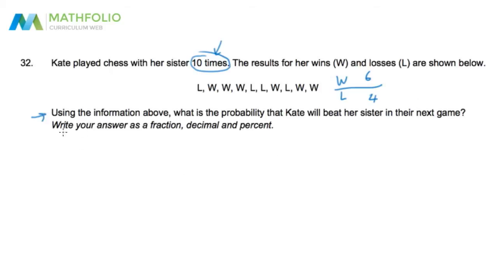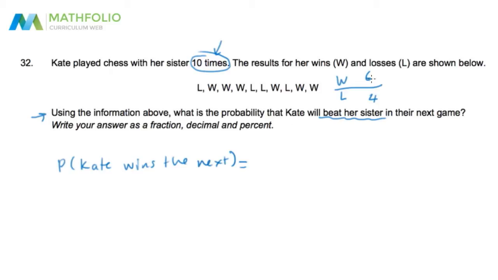So now we're told, using the information above, what is the probability Kate will beat her sister in the next game? So probability Kate wins the next. Now, there is no theoretical probability as such. It's not like we're flipping a coin and it's 50-50 chance of being heads or tails. It's not like we're rolling a die and it's 1/6 chance of any of those numbers coming up. For things like this, we can only base our probability on what we observed and what really happened. And this is called experimental probability.